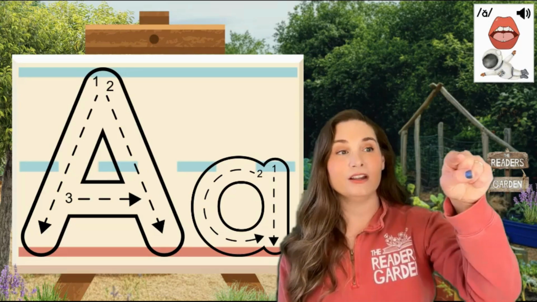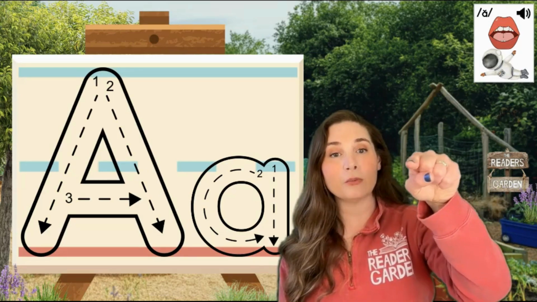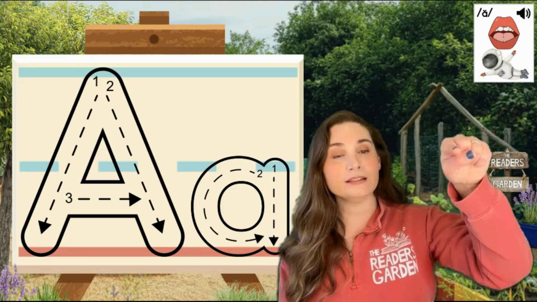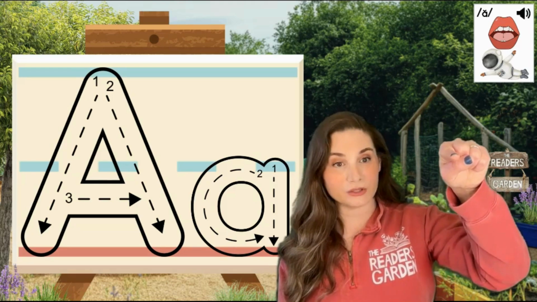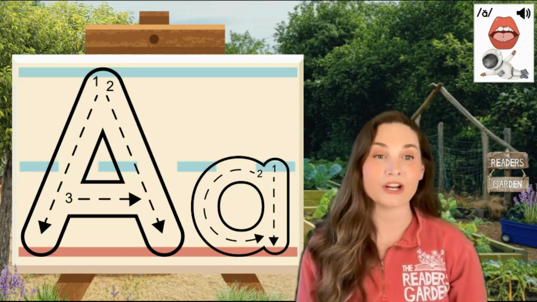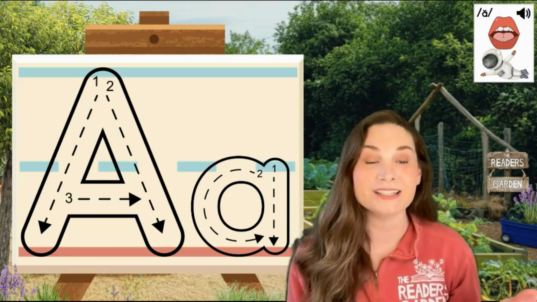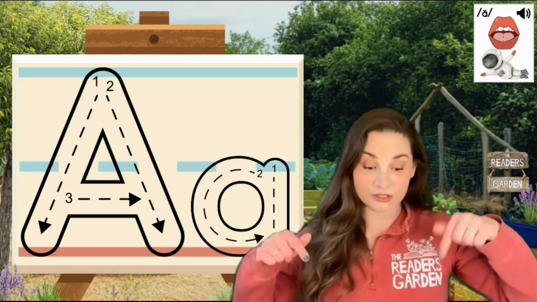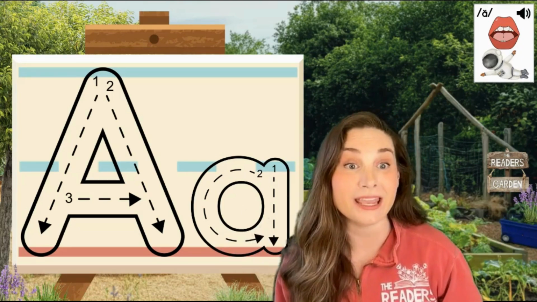Let's try again. Do a curve from the middle, around, almost like you're drawing an egg or a circle, and stopping back up at the middle, and then do a straight line down. And that is how you make the lowercase a. Go ahead and practice it as many times as you would like to. And remember, there's some practice sheets available for you in the link below.